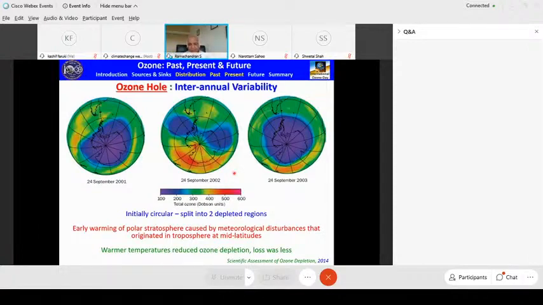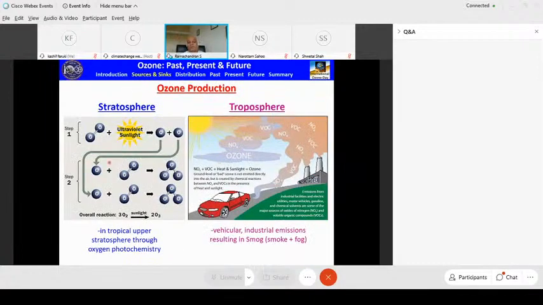Now this was caused by the warming of the polar stratosphere, which is detrimental to the formation of polar stratospheric clouds, due to meteorological disturbances originating in the troposphere at mid-latitudes. So the air in the mid-latitudes gets transported to high latitudes. This air was warmer, and it increased the temperature there, thereby decreasing the polar stratospheric clouds. So warmer temperatures reduce ozone depletion, meaning the loss is less, as happened in 2002 compared to 2001 and 2003. This variability in the ozone depletion is entirely attributed to natural causes, which is the change in the dynamical meteorological disturbances.